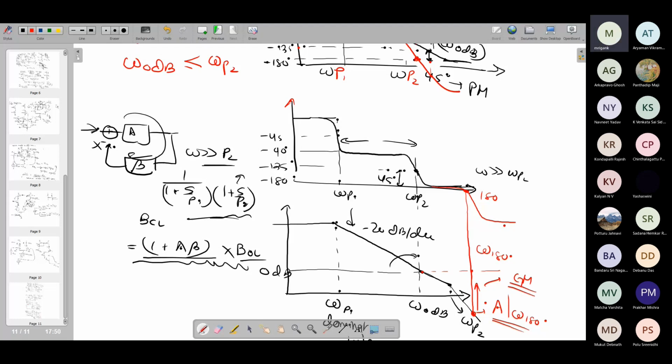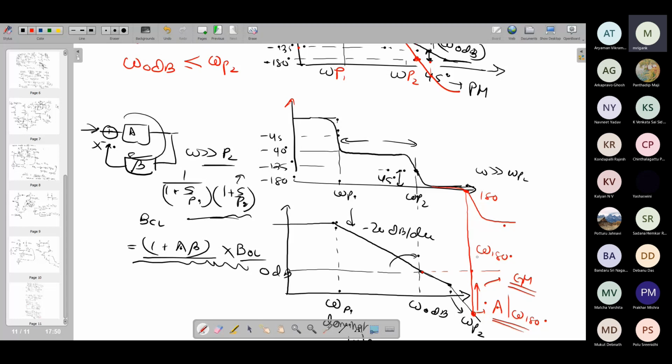Is this clear? Both the concepts of gain margin and phase margin? So we said two pole is always stable because our 180 is reached at infinity. But then if we have one, two, and three poles, then also it will be stable, right?